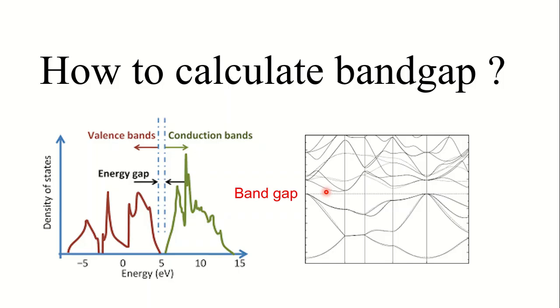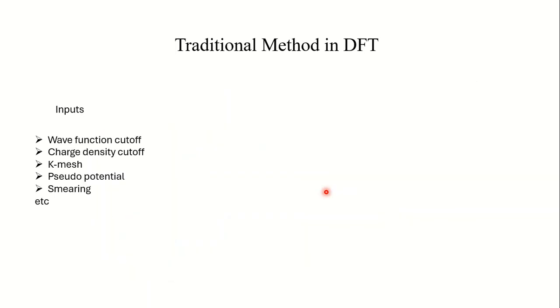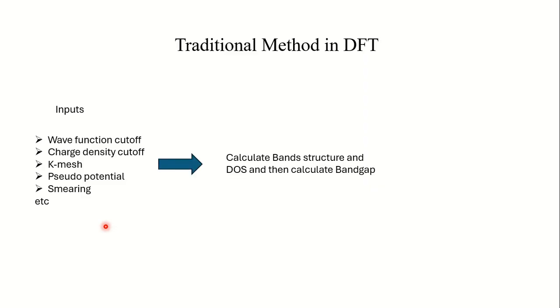So how do we actually calculate it? In density functional theory we give some input for calculation like wave function cutoff, charge density cutoff, k-mesh, and pseudo potential, etc. So we give some input, and then we calculate band structure and density of states, and with the help of this we can calculate band gap. And this calculated band gap we compare with experimental data.